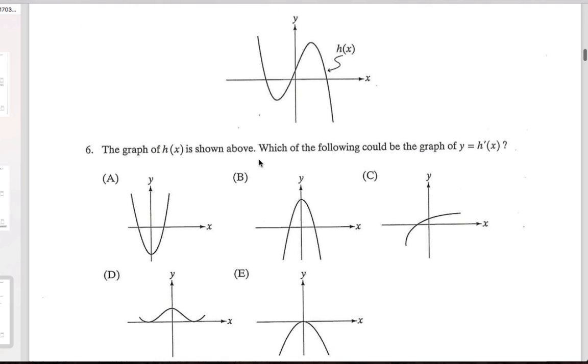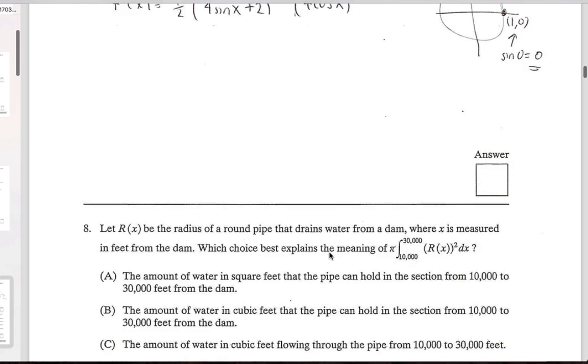And this one right here, we're going from h and we want to get a drawing of the derivative. We know that it is decreasing, increasing, decreasing. So its derivative would be negative, positive, negative. So which one's negative, positive, negative? Only B is negative, positive, negative. So that's definitely my answer there.